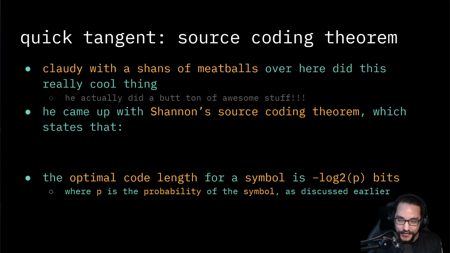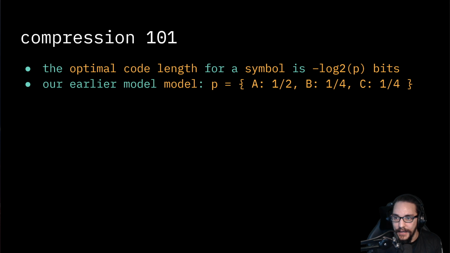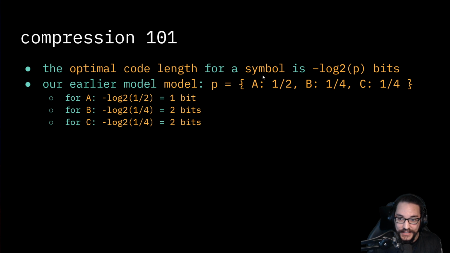Looks a bit complicated because logarithms are scary, but it's not that bad. So what this says is that the optimal code length for a symbol is negative log 2 of p bits. And then we have this model that says what the probability is for each of these symbols. So we can actually calculate how many bits each symbol should take in an ideal, optimal representation. So for A, we take this probability, which is 1/2, we stick it into this formula, and we get 1 bit. And for B and C, we get 2 bits, right?